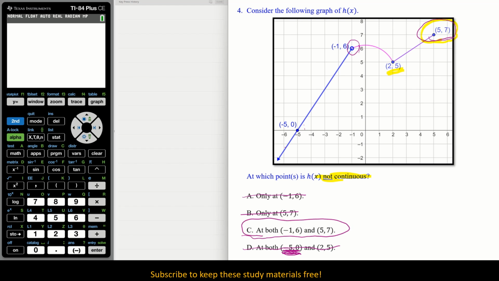Okay, this is the last question in this first section of our quiz for competency 10.